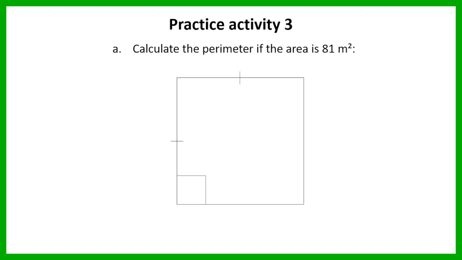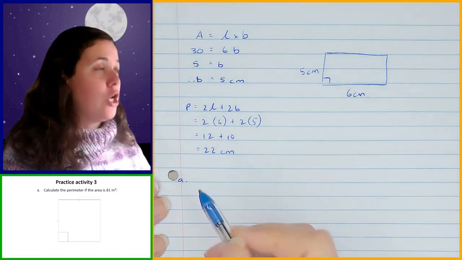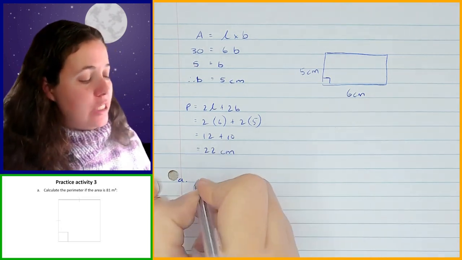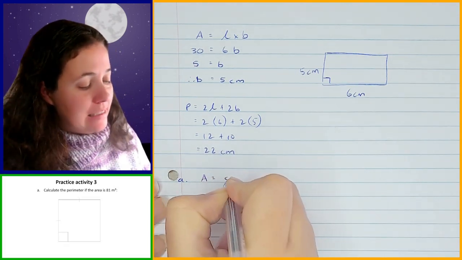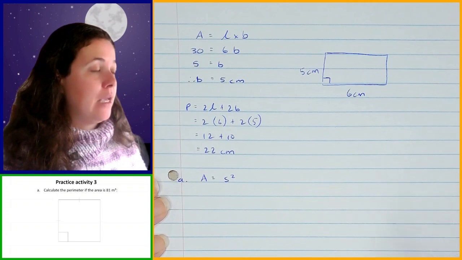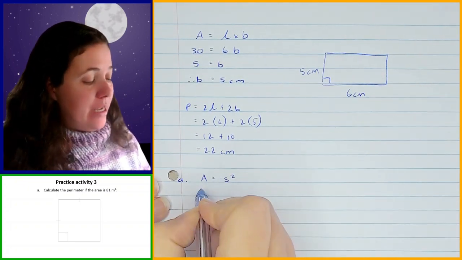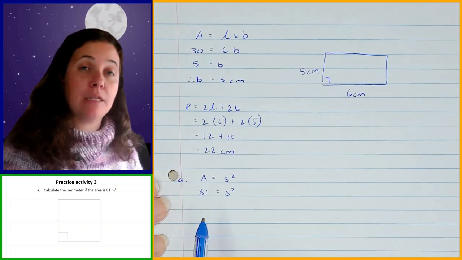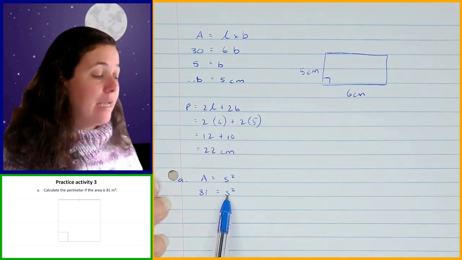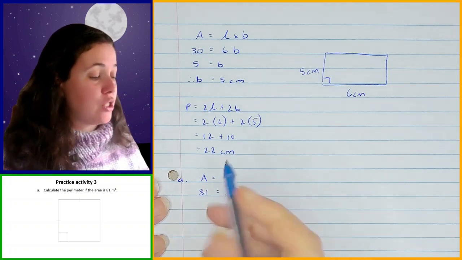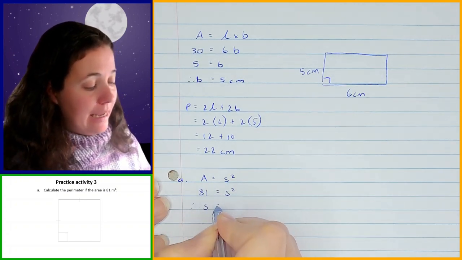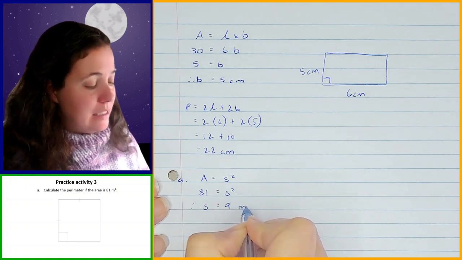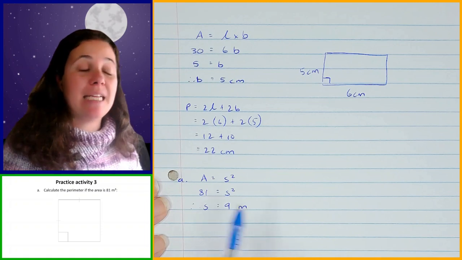Okay, so let's go through that. So first, using the area, you had to work out the length of the side. Our area formula for a square is side squared, or side times side. Now, I know that the area is 81. So when I work out the length of the side, I need to cancel out the square by square rooting. So the length of the side is the square root of 81, which is 9, and this is meters. So now I know that the length of my side is 9 meters.